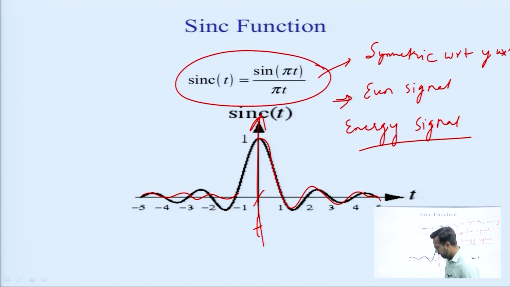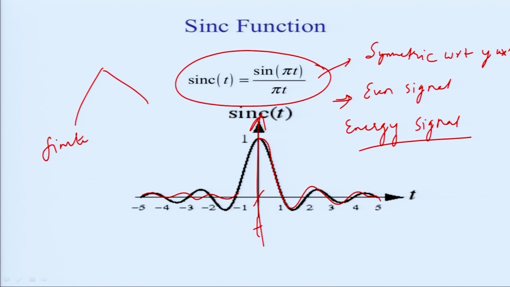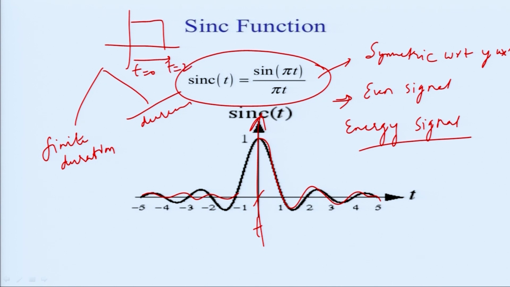So, it is very easy to identify an energy signal. We have to look for two things. Suppose any signal has finite duration, or any signal has infinite duration, and in that case it should have decreasing magnitude. For example, suppose this is a signal of finite duration, existing from t equal to 0 to t equal to 2. So, we can easily say the signal is an example of an energy signal.